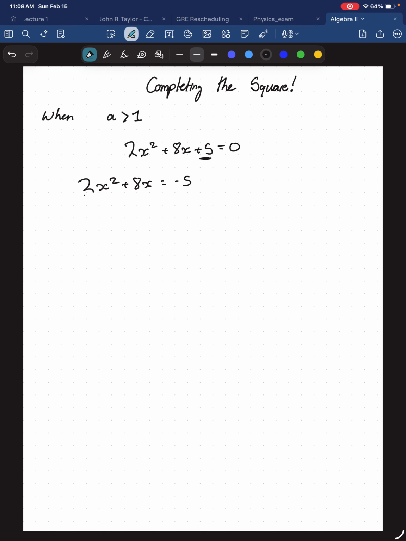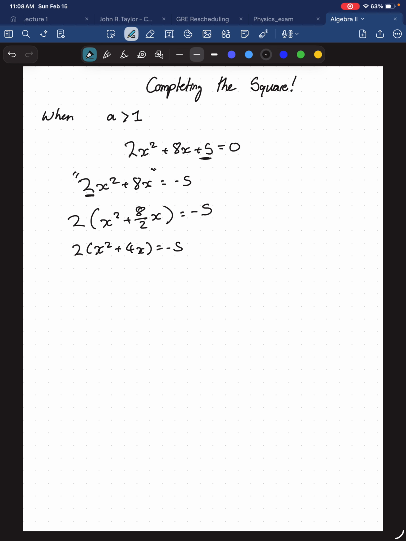Alright, the next step, you factor the 2 out. So factor the 2 out of this expression. So what's common here? 2 x squared plus 8 over 2 x minus 5. All right. So from there, you divide your 8 by 2 because this is simple. You can divide 8 by 2 and it's going to be 4. So you're going to have 2x squared plus 4x equals minus 5.